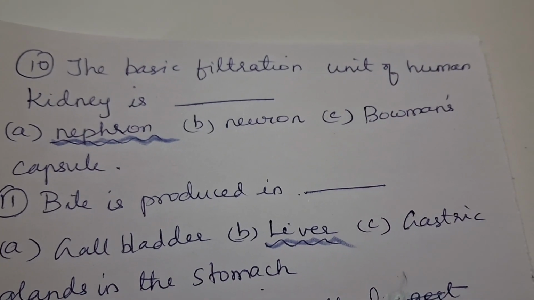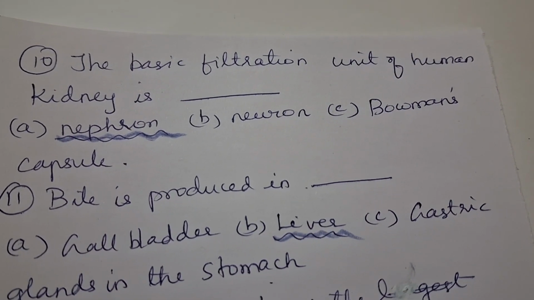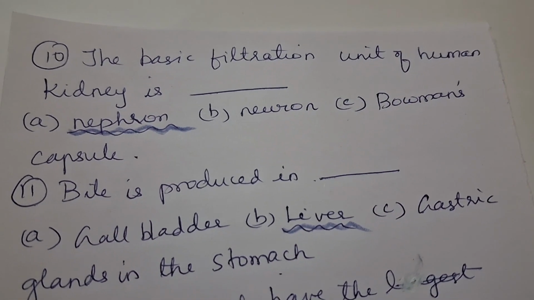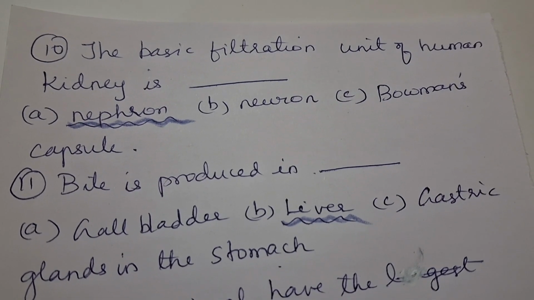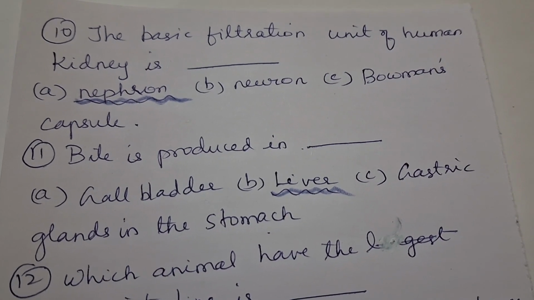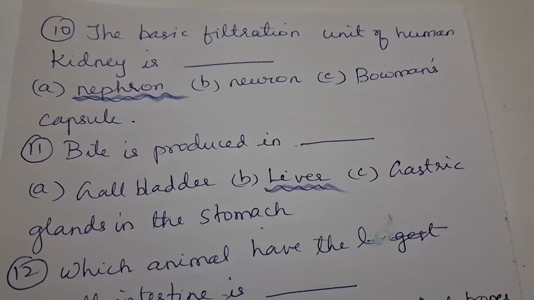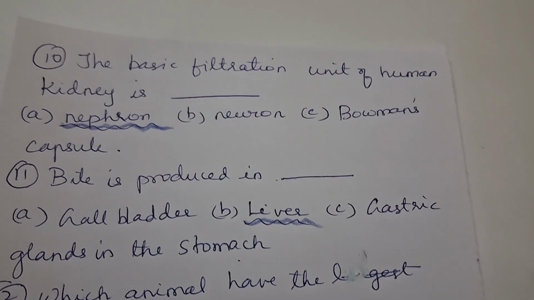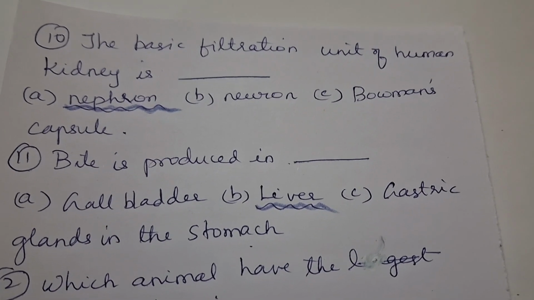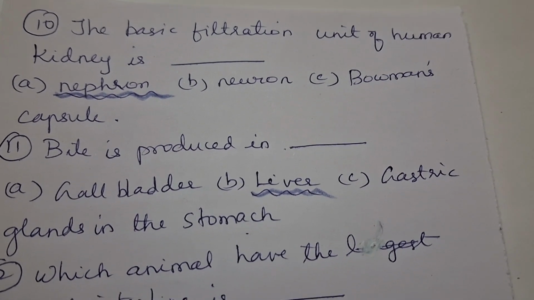The basic filtering unit of the human kidney is dash. Nephron, neuron, Bowman's capsule. The answer is nephron. Bile is produced in dash. So gallbladder, liver, then gastric glands in the stomach. It is produced in the liver.